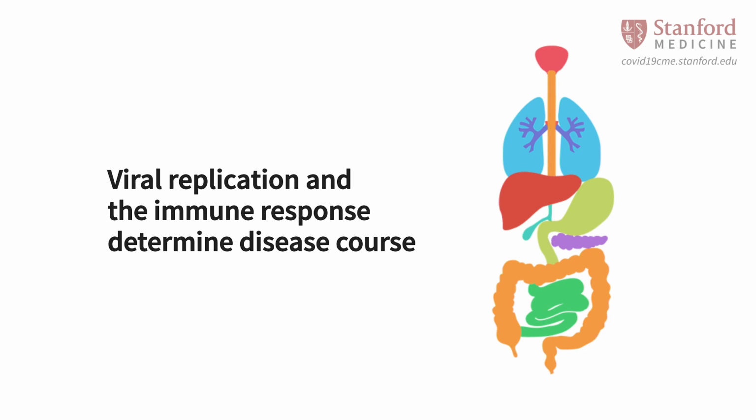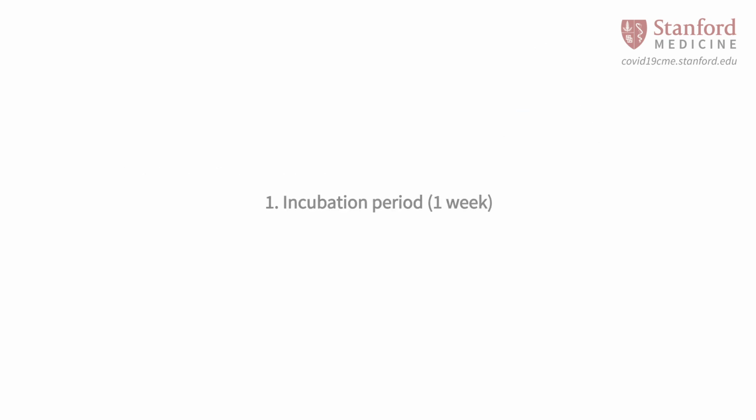Once SARS-CoV-2 has gained entry into the body, COVID-19 pathogenesis progresses through 3 phases. The first phase is a lengthy incubation period of about 1 week. Importantly, it is now believed that people can start shedding the virus near the end of the incubation period, 1 to 2 days before the emergence of symptoms. The incubation period is followed by the second symptomatic phase.